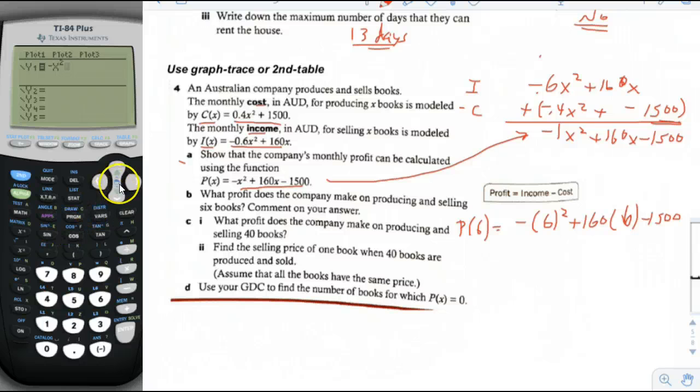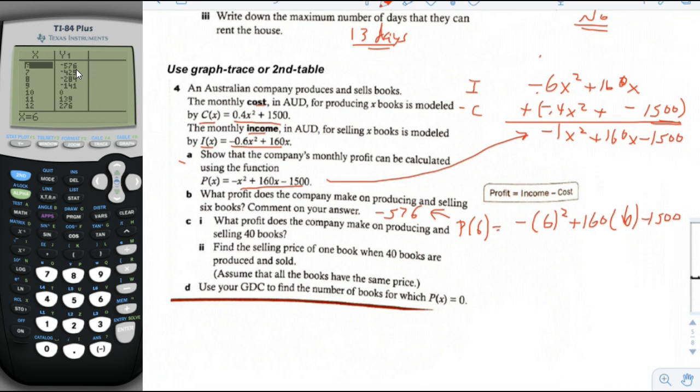Negative x squared, and then I'm going to do plus 160x minus 1,500. Okay, and then I'm going to look at the table. And so, for example, what is the profit when you do 6 books? What is the profit for 6 books? It's negative 576. Negative 576 is for 6 books, okay?